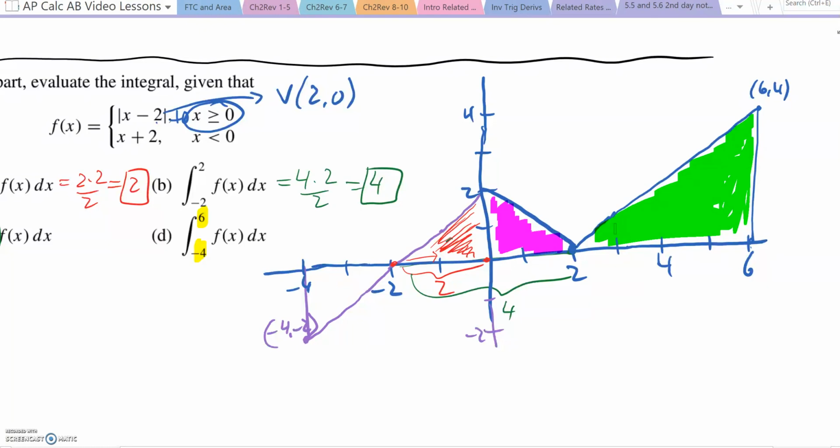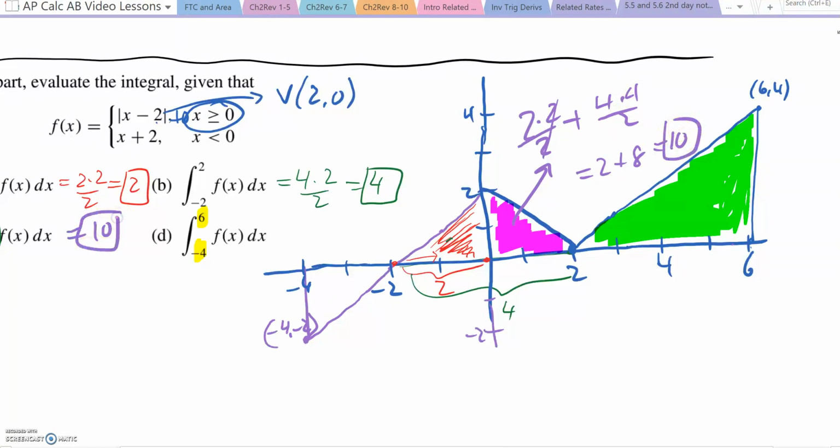So let's see here. The first one, I think pretty easy to see. We got an area that is base 2, height 2 divided by 2, plus, over here, we got a base of 1, 2, 3, 4, times a height of 4, divided by 2. Work that all out, and you're going to end up with 2 plus 16 over 2, which is 8, and I believe the answer is 10. Yeah, that is 10. So there you go.